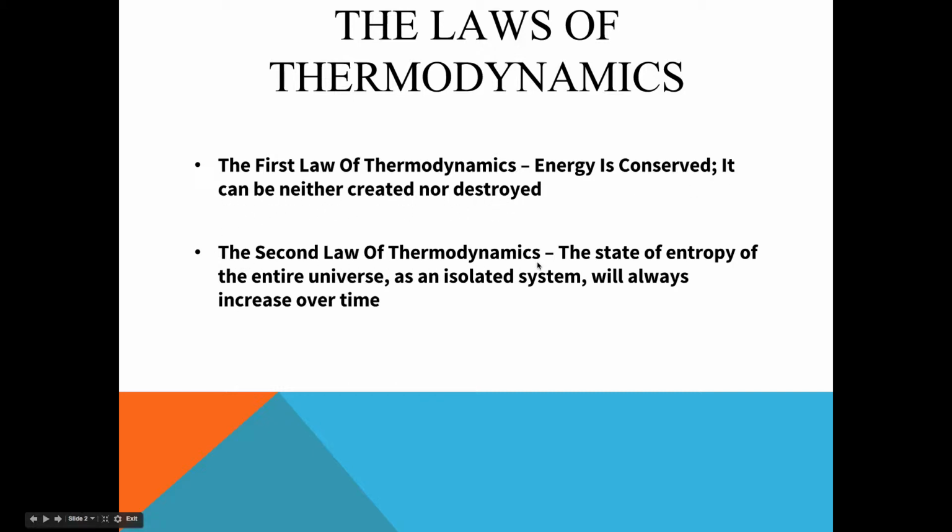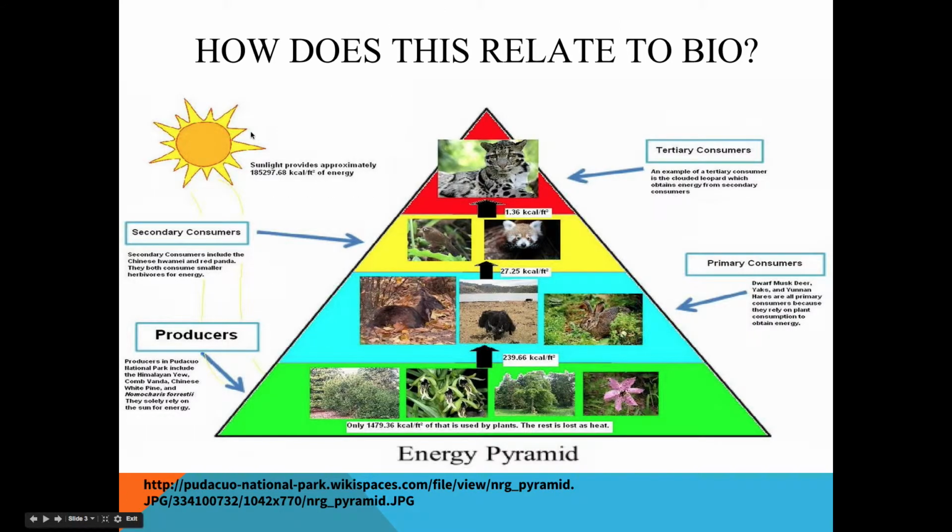The second law of thermodynamics states that the state of entropy of the entire universe as an isolated system will always increase over time. You're probably wondering, how does this relate to biology? The laws of thermodynamics govern the chemical processes in all biological organisms. They also form the principles that the energy pyramid is built on.